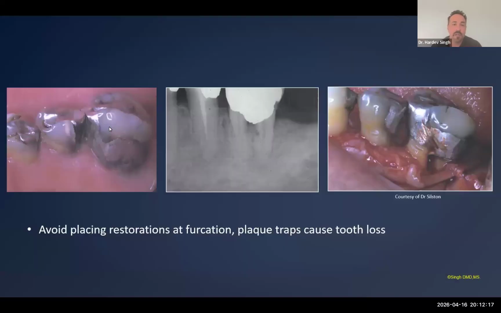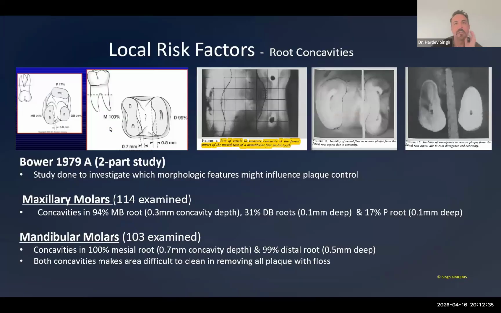So as you can see in these areas, when you're doing your restorative treatment, always be very mindful that you do not want to encroach upon the furcation area, because once you start to put restorations in there, it's a basic plaque trap.